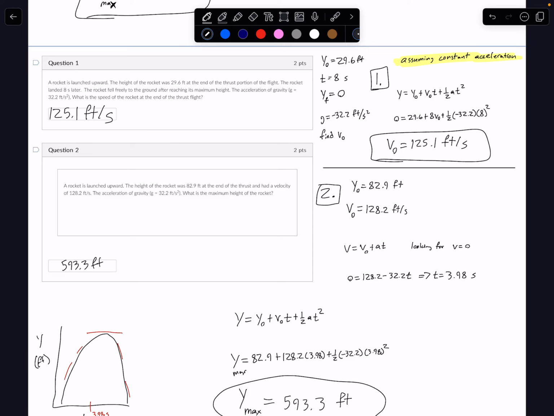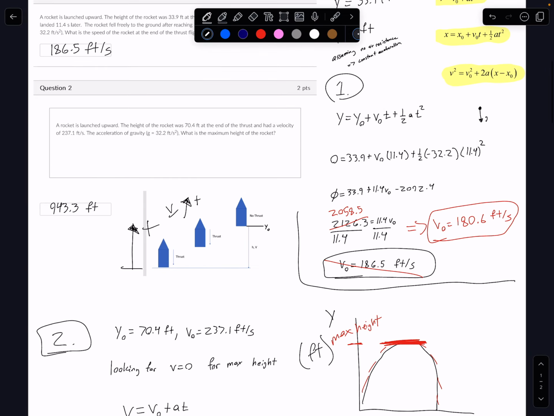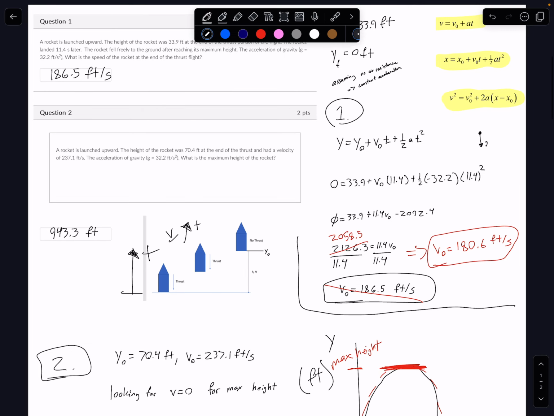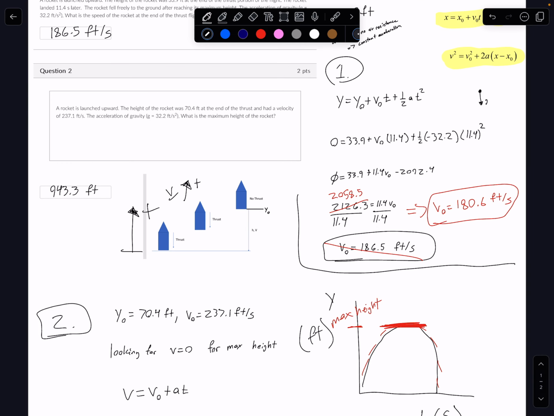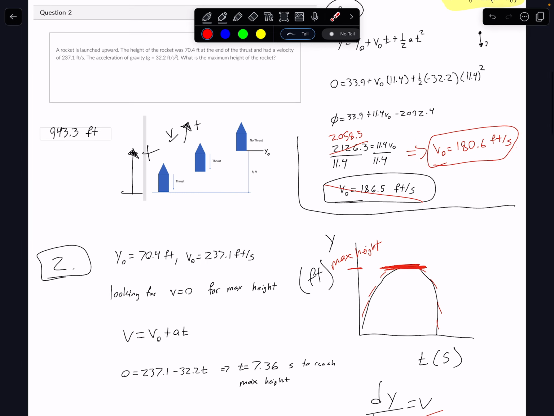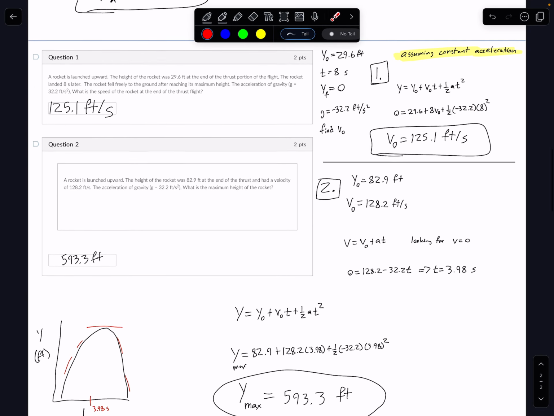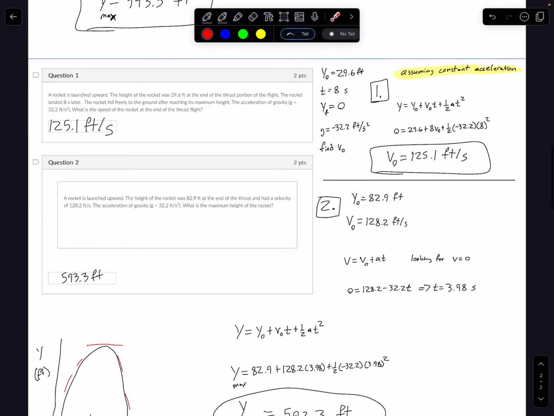Alright, here we have my second attempt for the first kinetics quiz. The first attempt, I had a little error here. I added these two together instead of subtracting. So I had 186.5 instead of what I'm assuming is the correct answer of 180.6. So yeah, basically did the same thing as before.